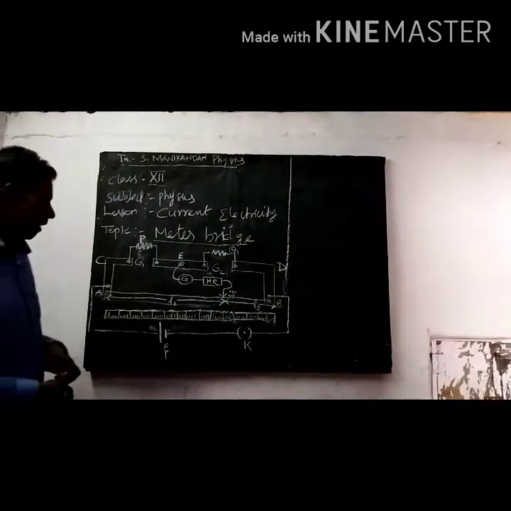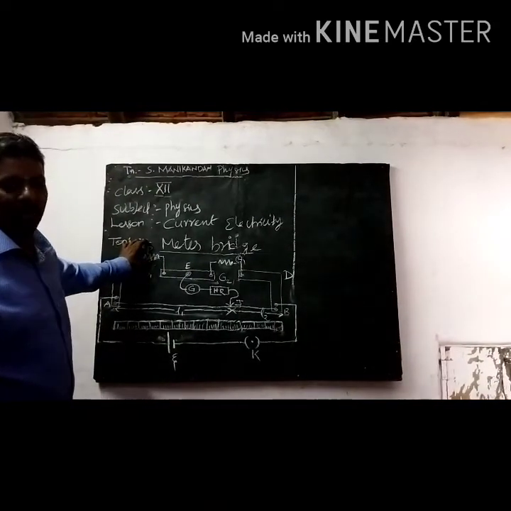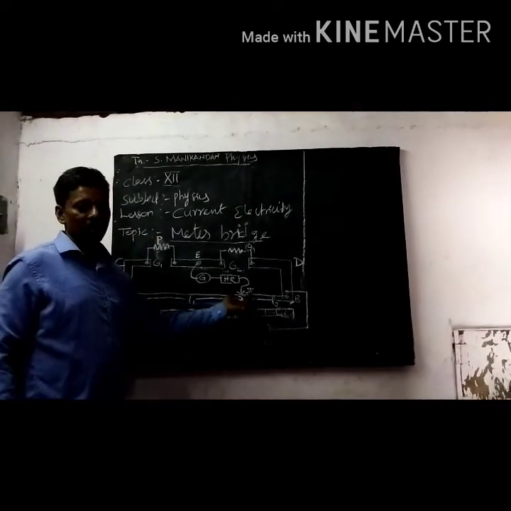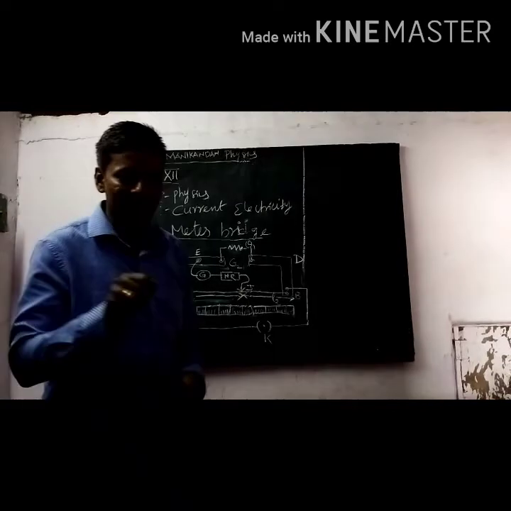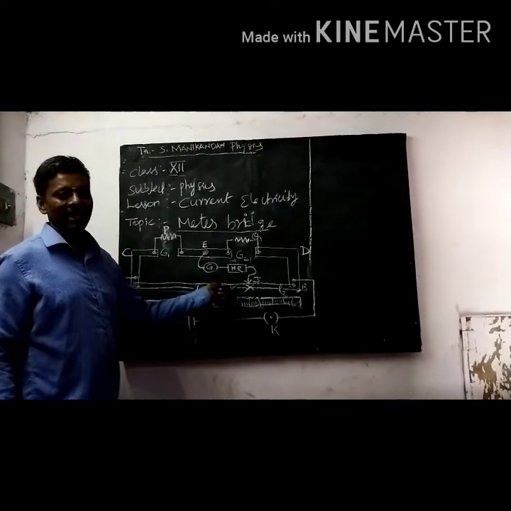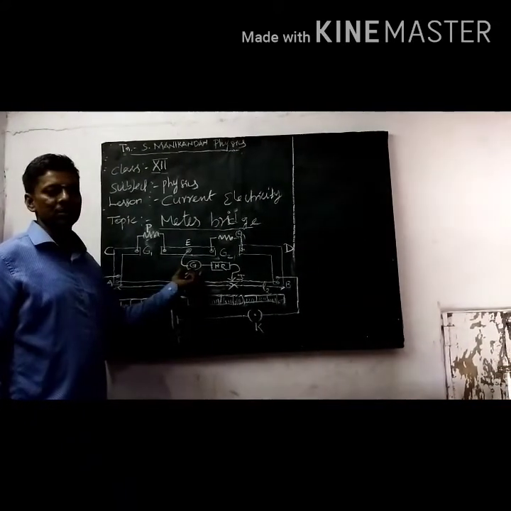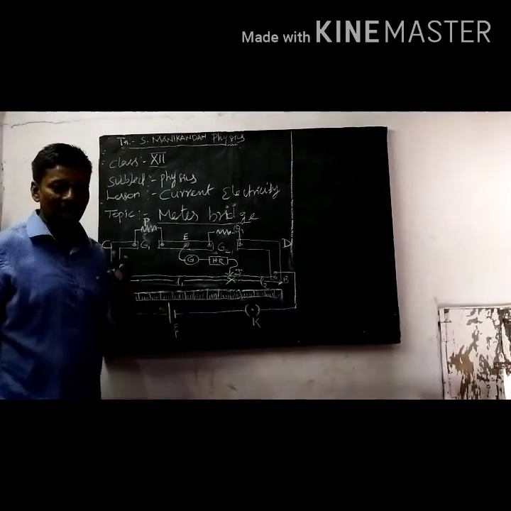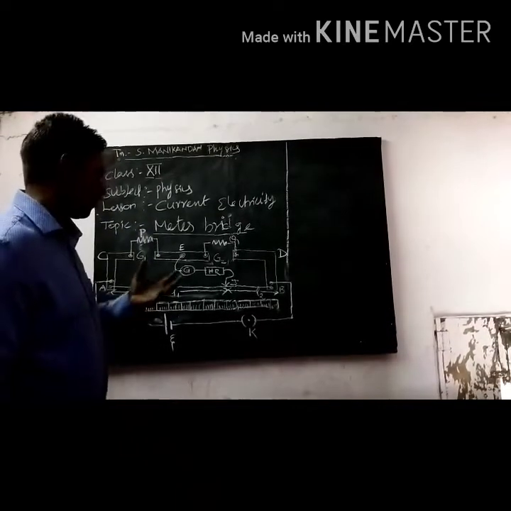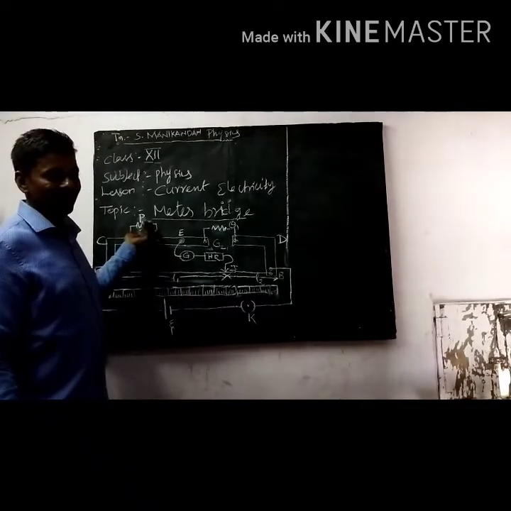Now we have to find the unknown resistance. How can we find the unknown resistance? We have to move the jockey. Jockey means conducting wire. This conducting wire must be placed on the manganese wire so that the galvanometer shows zero deflection. If the galvanometer shows zero deflection, there is no flow of current, and with the help of it we will find the resistance of the wire.